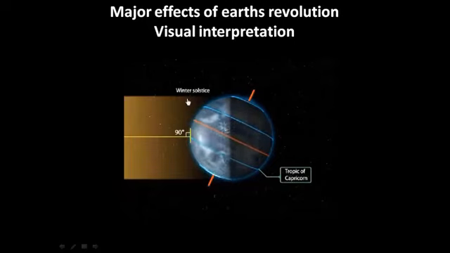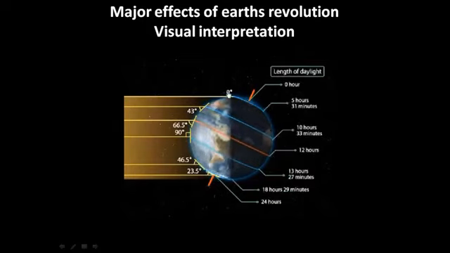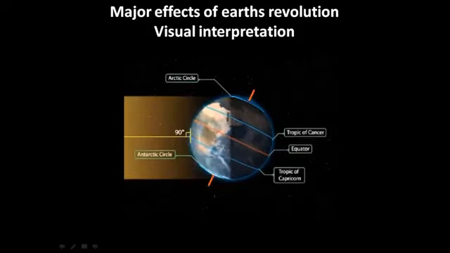Northern hemisphere will experience winter solstice and southern hemisphere will experience summer solstice. You can see the Arctic Circle and Antarctic Circle, the angle of rays falling on different latitudes. Length of the daylight will vary. Places above Arctic Circle experience 24 hours of darkness. Places below Antarctic Circle will experience 24 hours of daylight.